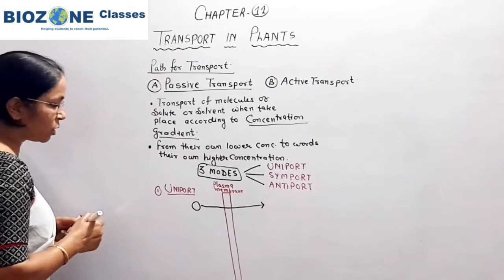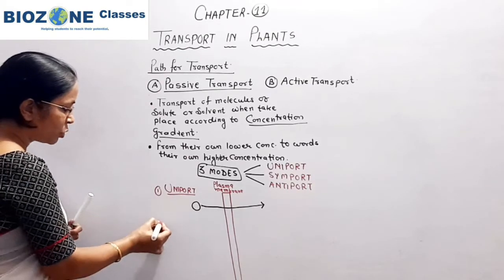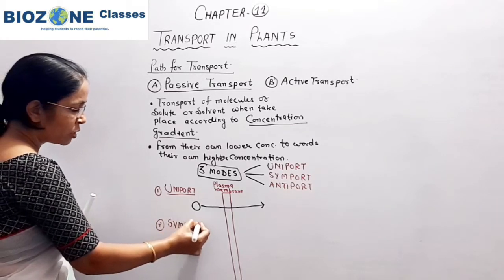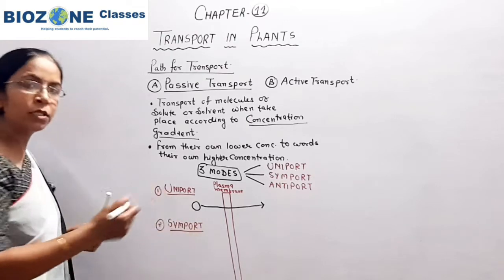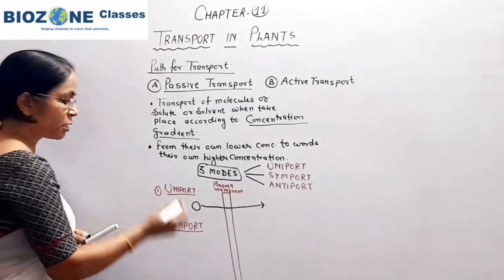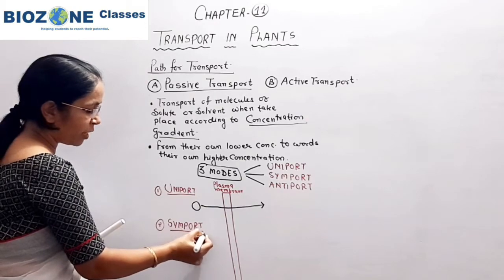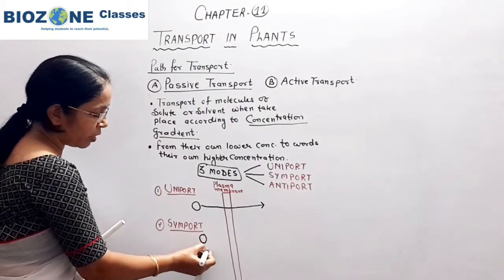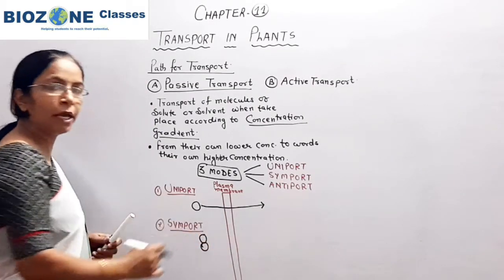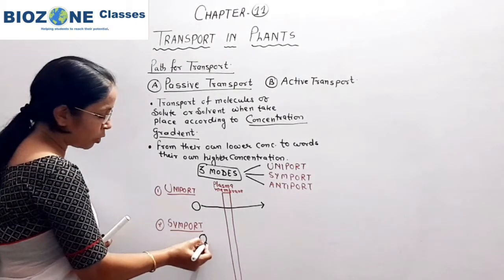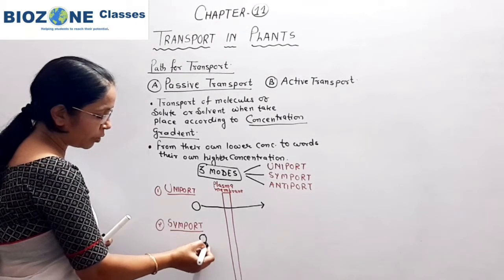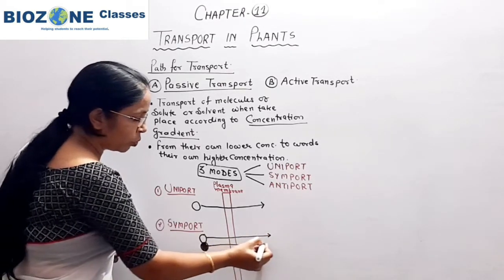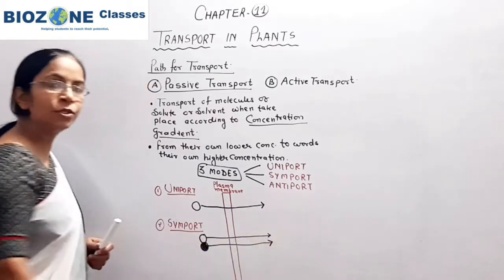Secondly, when we come to the second example, the second type of transport is symport. Here, remember, sym means together. So what is happening in symport? The one molecule for which the membrane is impermeable binds with another molecule for which the membrane is permeable. And the two molecules are always transported together, and both the molecules are transported in the same direction.